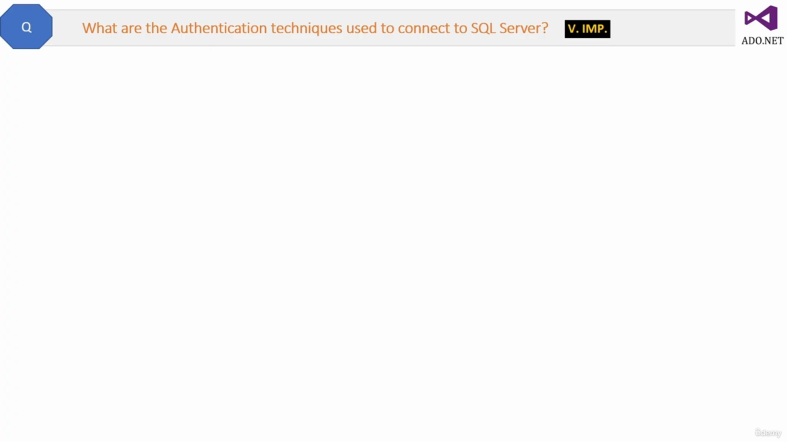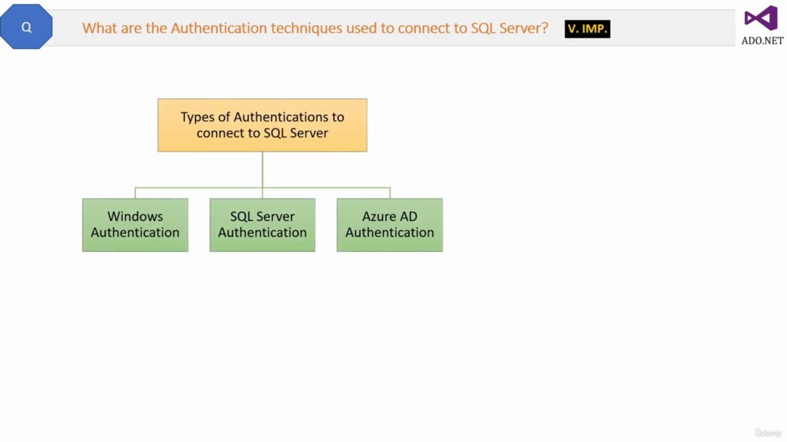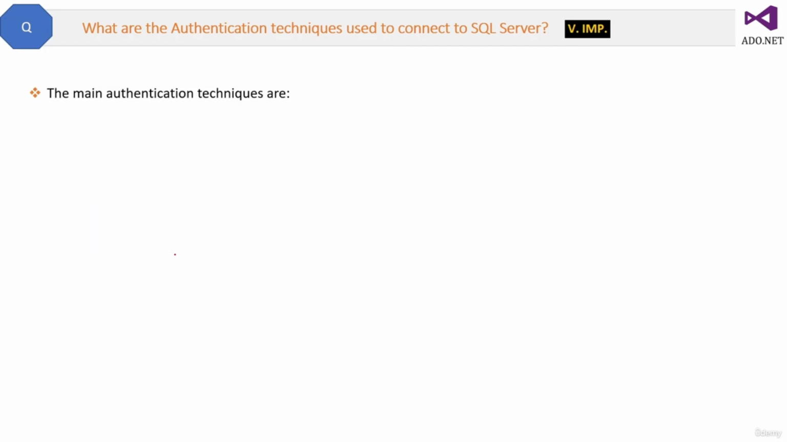What are the authentication techniques used to connect to SQL Server? So basically when we connect our application with a SQL Server database, we use some authentication mechanism to connect to the database. These are the types of authentication mechanism by which you can connect your server to the SQL Server. Now we will see the details.